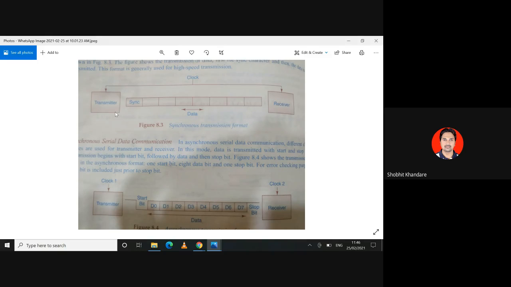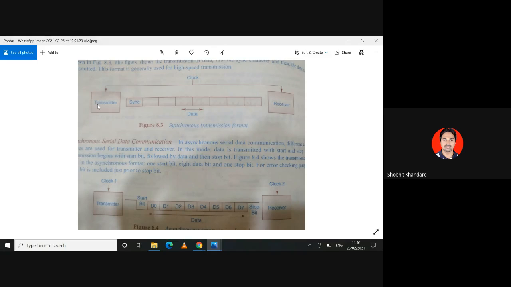Now you can see here I am explaining you now synchronous transmission. Now here you have a transmitter and here you have a receiver, and your transmitter wants to transmit the data serially. So this is my data, 8 bit of data. Now synchronous में क्या होता है? All of you pay attention now.